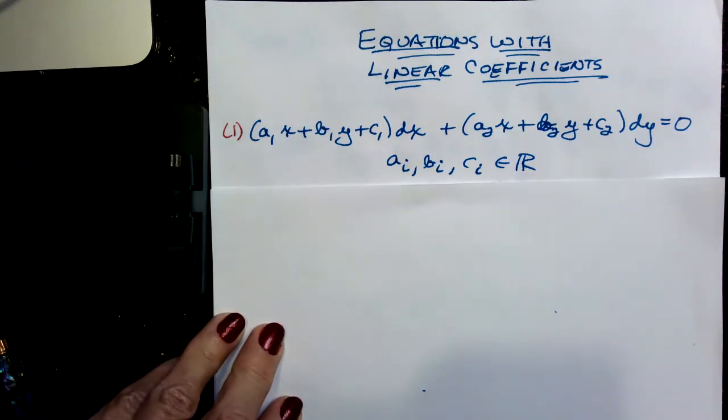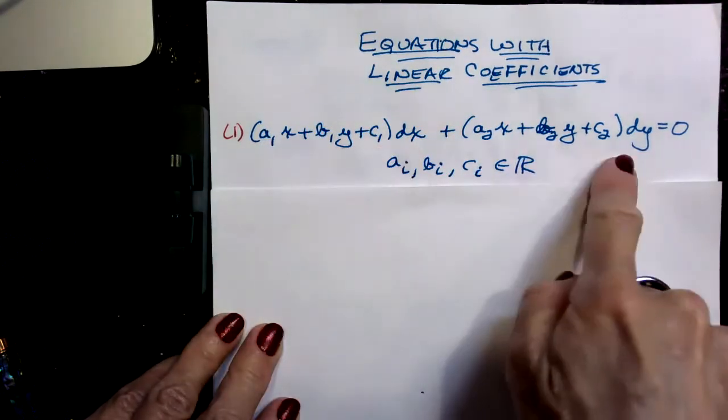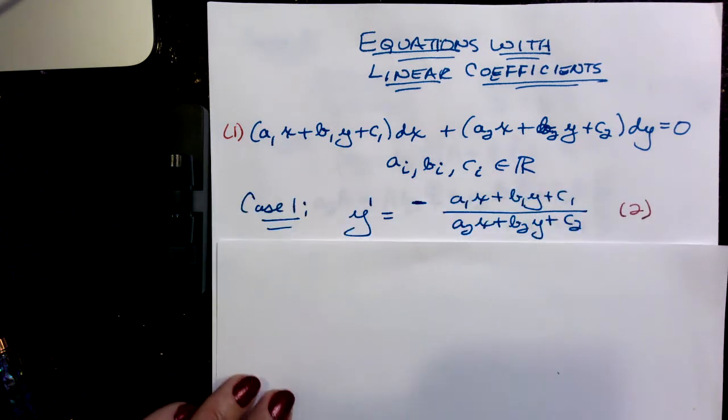Welcome, everybody. Today's lecture will be on equations with linear coefficients. And by an equation with linear coefficients, I mean an equation which can be written in the form I have down here. So you can see the coefficients of both dx and dy are linear combinations of x and y. So the a's, b's, and c's are all real numbers.